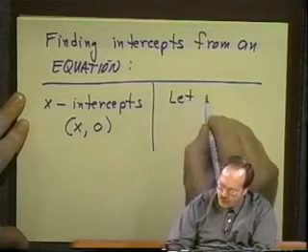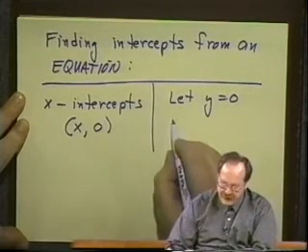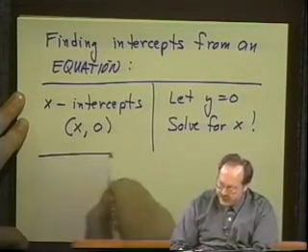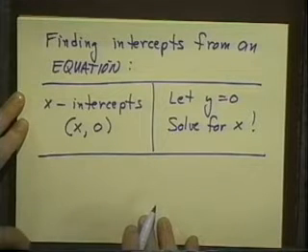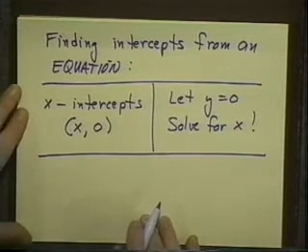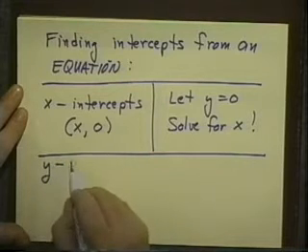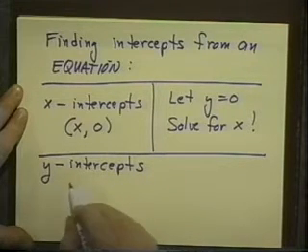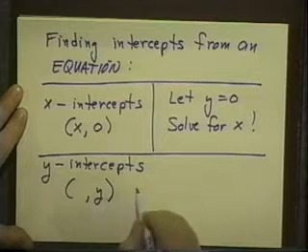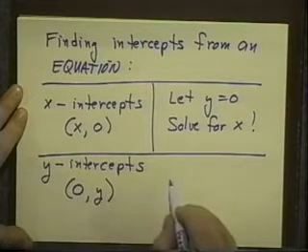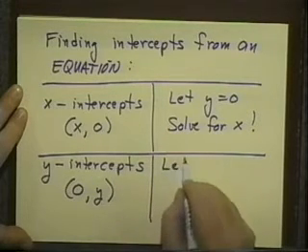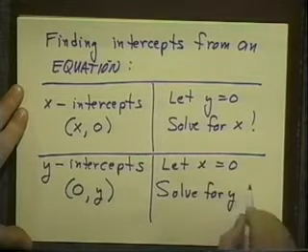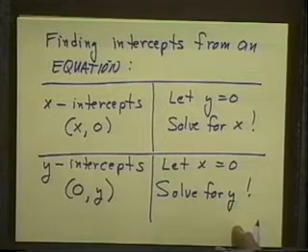We let y be 0 in the equation, and we solve for x. And that's all there is to it to find the x-intercepts. We let y be 0 and solve for x. And if that works for x, if you're looking for y-intercepts, then you do a similar operation. You're looking now for points where the y value is some unknown number, but the x value is 0. And the same procedure works. Let x be 0 this time, and solve for y. And that's all there is to it.